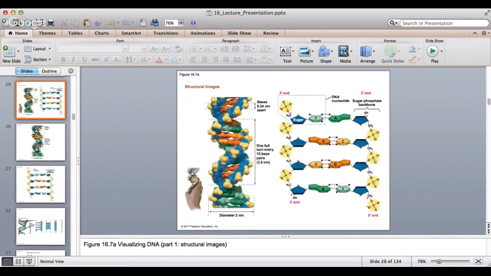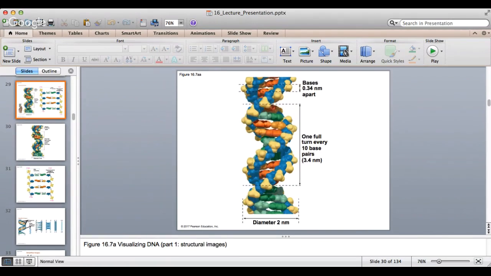So 5', 3' is how we're going to run. You can see that on the left-hand side. And then on the right-hand side, when they attach, we're actually going to run 3' to 5'. You still have your nitrogenous bases matching up in the middle with those weak hydrogen bonds holding them together, but they wrap around themselves, making that double helix structure.